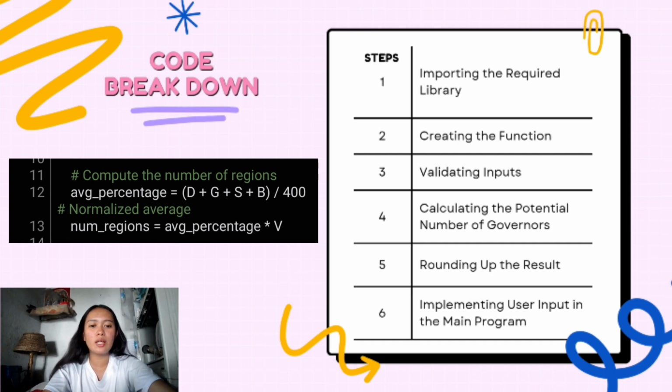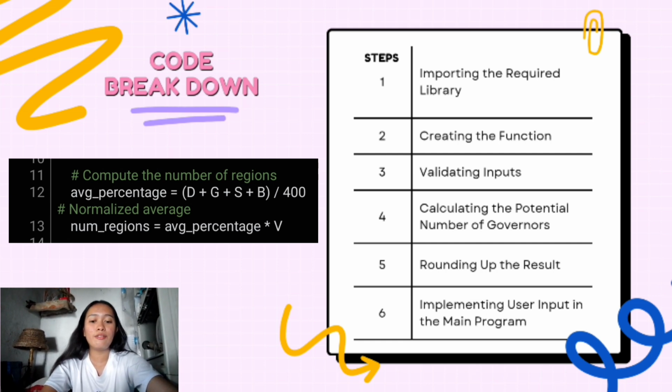Step 5. Rounding up the results. Since a region cannot have a fraction of a governor, we use math.ceil to round up the result to the nearest whole number. This ensures that if the computed number is 3.2, for example, the program returns 4 governors instead.